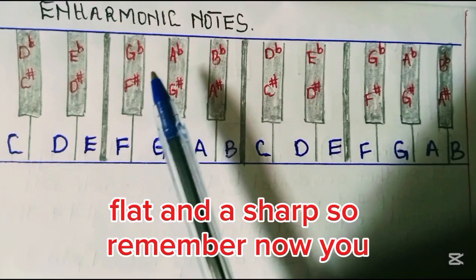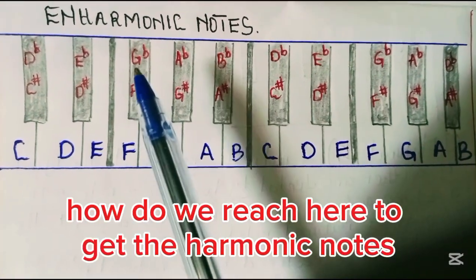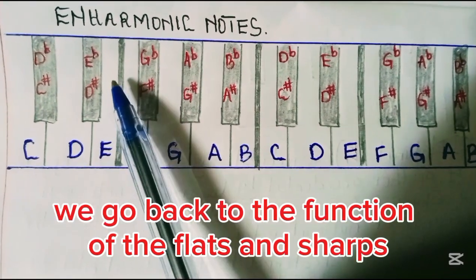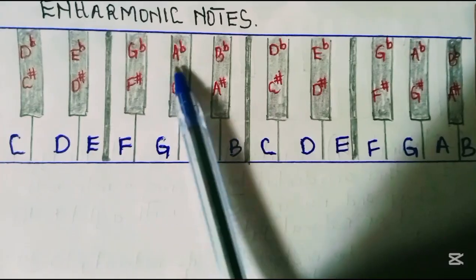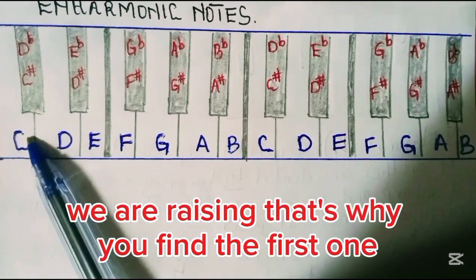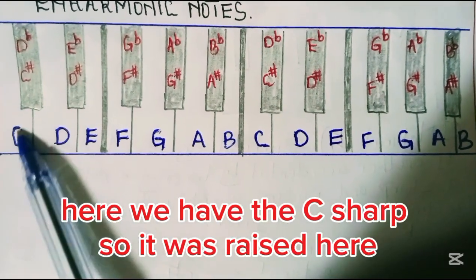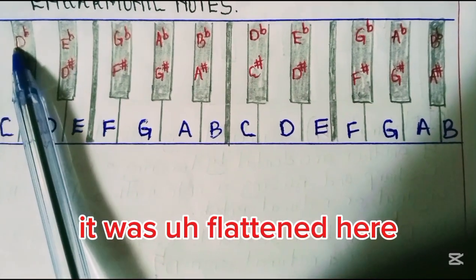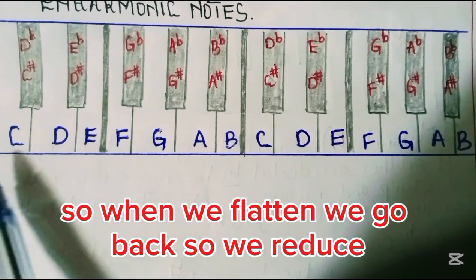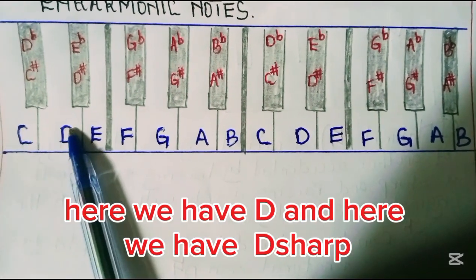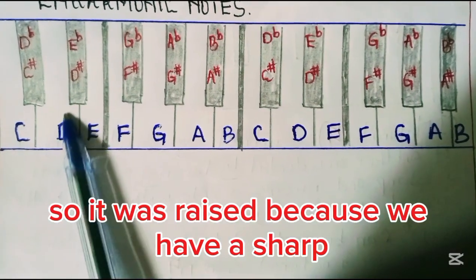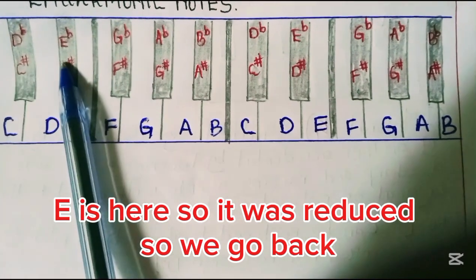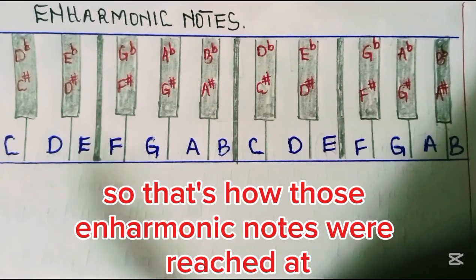So remember, now you might be asking yourself, how do we reach here to get the enharmonic notes? We go back to the function of the flats and sharps. When we are using sharps, we are raising. That's why for the first one here we have the C sharp, so it was raised here. Then we have D flat, which is D here, it was flattened here. When we flatten, we go back, so we reduce. Here we have D, and here we have D sharp, so it was raised because we have a sharp, and we have E flat, E is here, so it was reduced, so we go back. So that's how those enharmonic notes were reached.